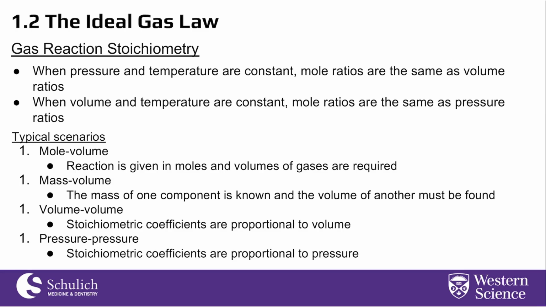There's mass volume, and this could be used when the mass of one component is known and the volume of another must be found. There's volume, where the stoichiometric coefficients are proportional to volume, and pressure, where the stoichiometric coefficients are proportional to pressure.